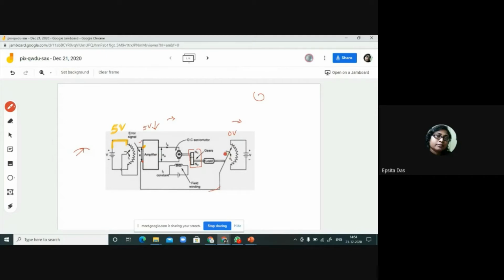In this way, the difference between this end and this end gradually reduces. One time will come when this pointer takes almost the same position, just like this, and eventually the same amount of voltage, that means 5 volt, will again be developed by this output potentiometer, and then it will come to here. So the difference will be 5 minus 5 equal to 0. So the motor definitely stops. That means what we required we have achieved, and the system will stop. This is basically our position control system.